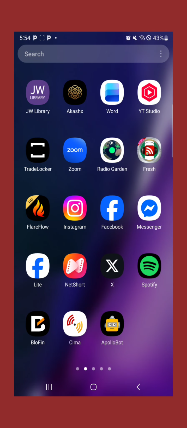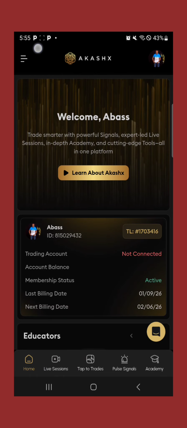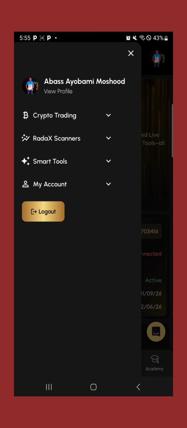This is the app, as you can see, for the newbie. Click on it. When you click on the app, you click on the three lines at the top left here. From the options, you're going to see Radar X scanners.